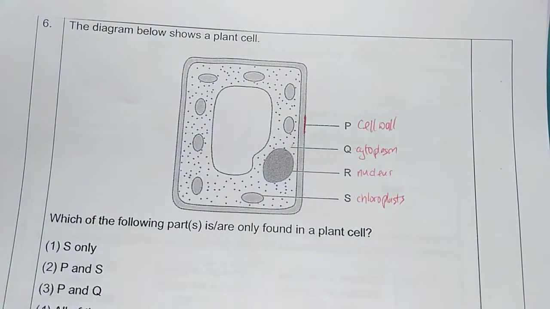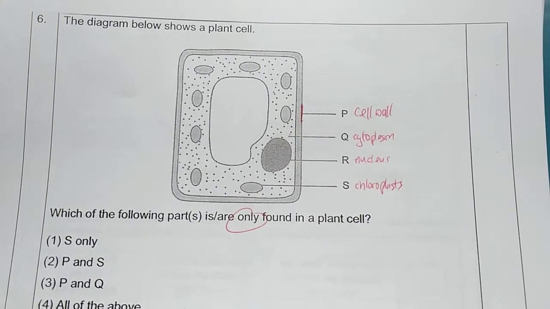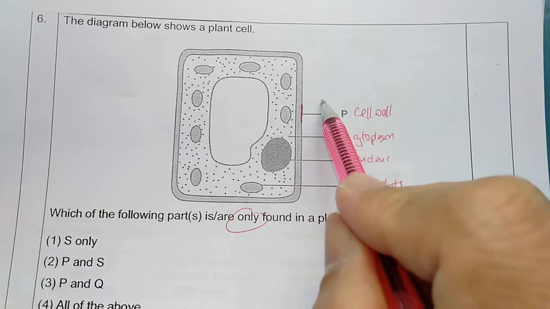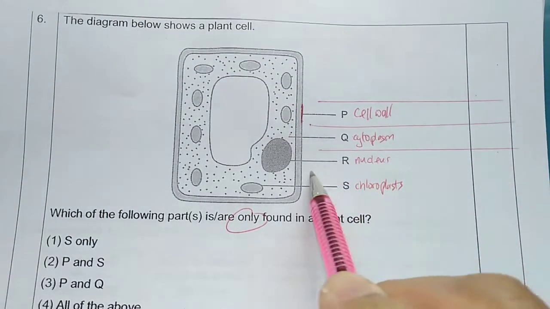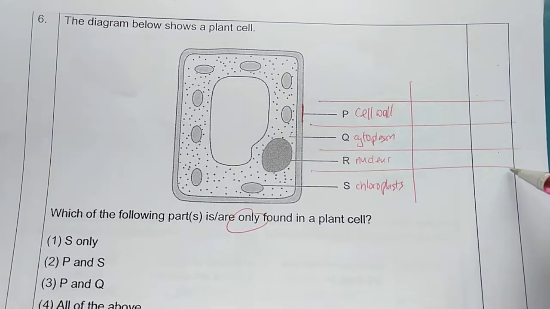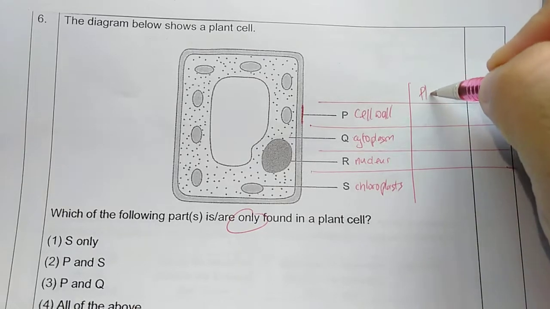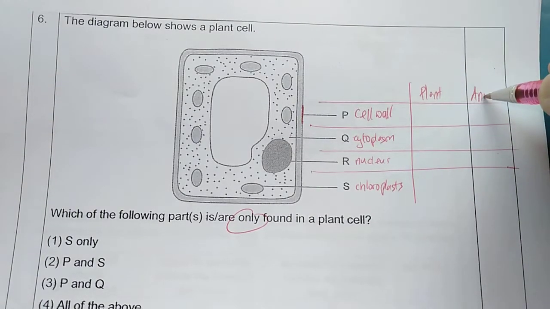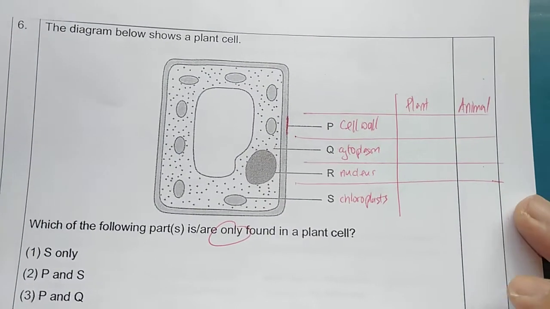Now, if you look at this, we are asked which are the parts that are only found in a plant cell. Now, very clearly, I think those who are familiar, you should know. However, I'm just doing this for revision purposes, so I will do a little bit more work. Talk about plant cell and animal cell. Okay, I made a table here for you to see.